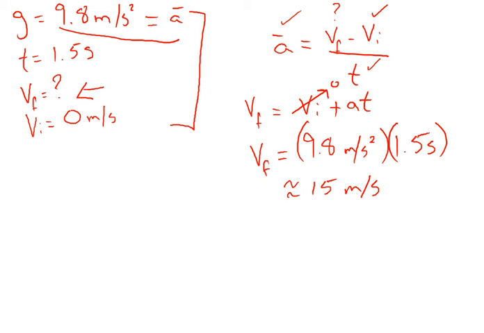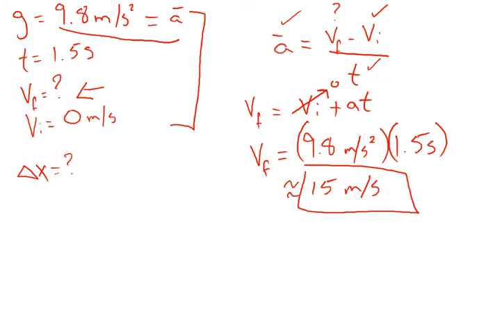And to give you an idea of what that is, it's around 33 miles per hour. So if you're dropping for 1.5 seconds, then you reach a speed of about 33 miles per hour, or 15 meters per second. Now, let's say we wanted to find how far did we fall. So what is our distance? What is delta x in this case?